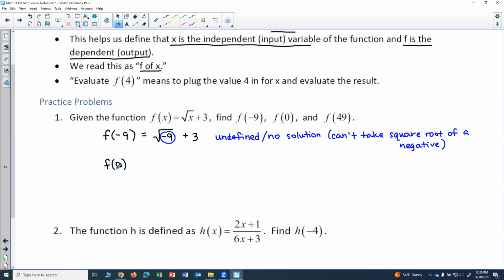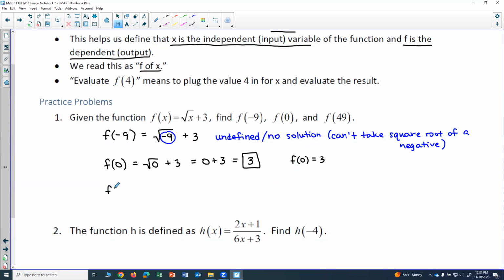I would read this as f of 0, and it means I'll take 0 and plug it into this equation where I see the x. So I'll get square root of 0, and then add 3. That would become 0 plus 3, which is 3. So my output here is 3, and the way I would write that is f parentheses 0 equals 3. So that's how the notation works.